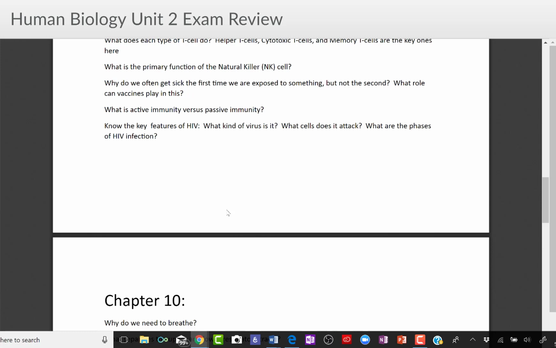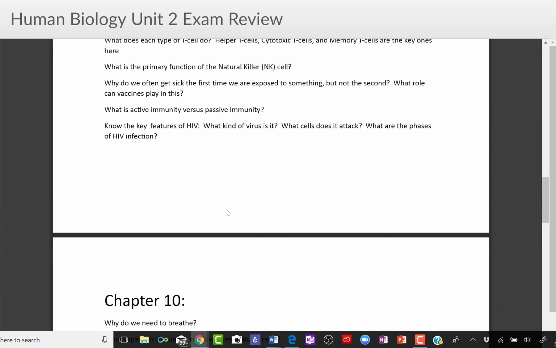We have naturally acquired active immunity. That is, you get exposed to a pathogen. You get sick or you don't. Maybe you didn't get exposed enough to get sick. You get sick, and if you don't die, you're now immune. That's naturally acquired active immunity.